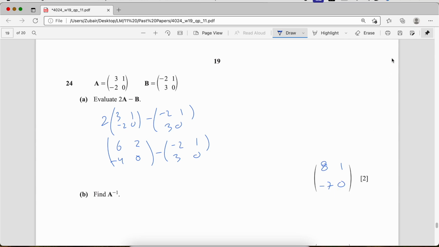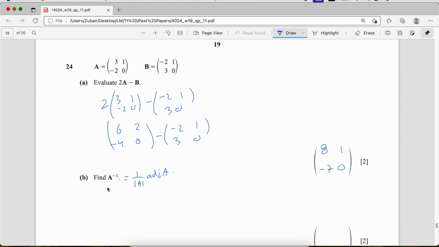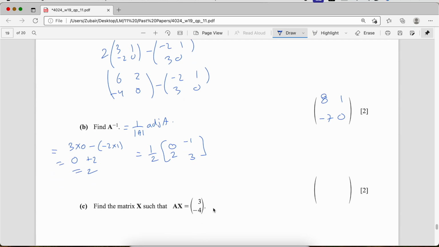And the last are zeros. A inverse is supposed to be 1 over determinant of A into adjoint of A, and determinant is cross multiplication: 3 into 0 minus minus 2 into 1. So that's already 0 and that makes it plus 2. So 1 over determinant is 1 by 2 and adjoint is place change in this diagonal and sign change in the other diagonal. It is your wish, you want to divide all the elements by 2 or keep it as it is.